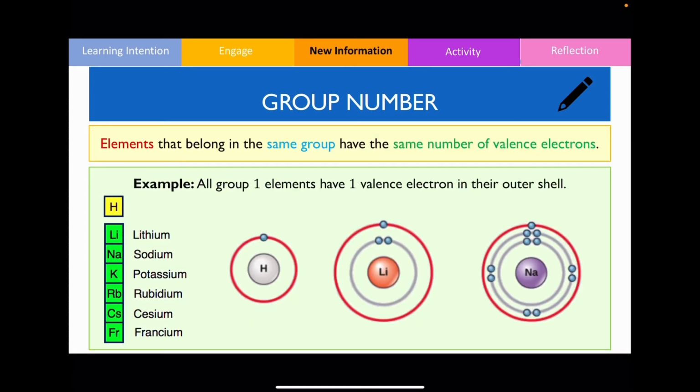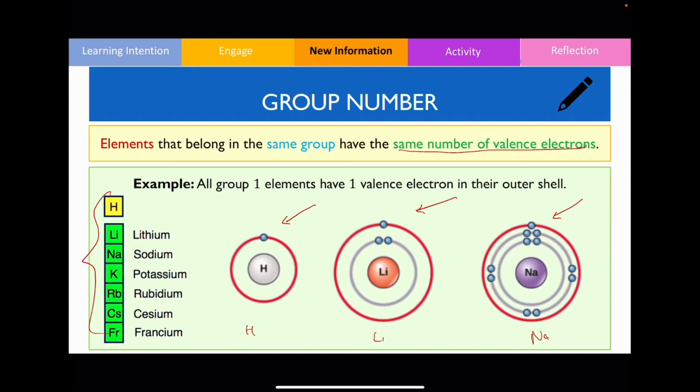On this slide, I'd like to further reiterate that elements that belong in the exact same group will always have the exact same number of outer shell electrons. So if you look at this example over here, I've got hydrogen, lithium, sodium, and all these elements are found in group 1. Because they're found in group 1, you can clearly see that they will also have the same number of outer shell electrons, which is 1 in this case.